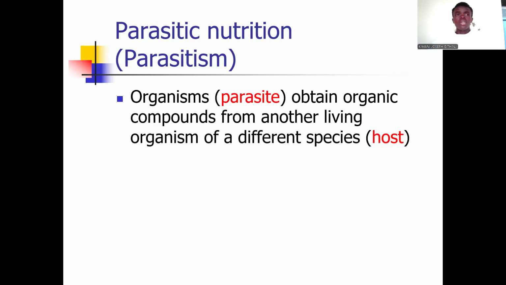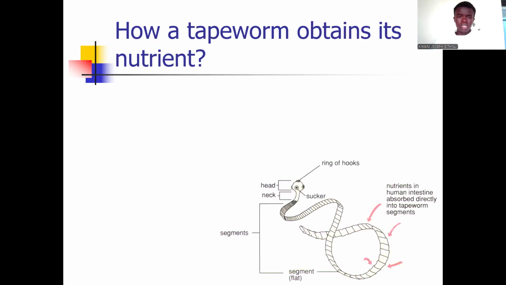You find that it's not usually the intention of a parasite to harm the host, but in the process of obtaining its nutrients, it ends up affecting the host as well. So now, the parasite is benefited, but the host is harmed. Now, I'll use the tapeworm as a type of parasite to explain the parasitism mode.